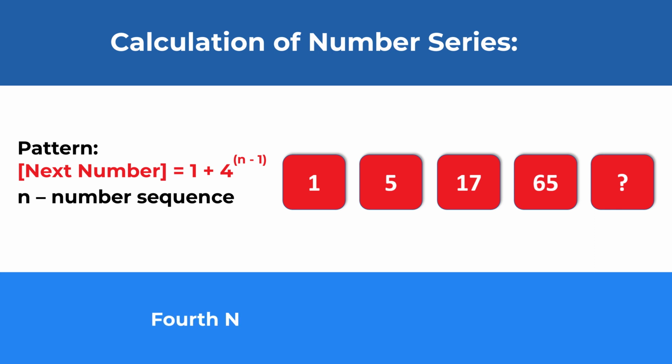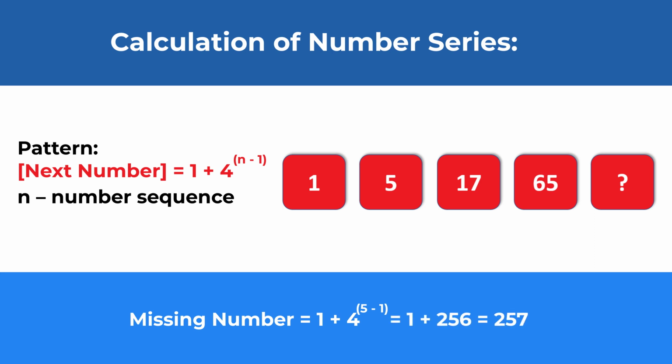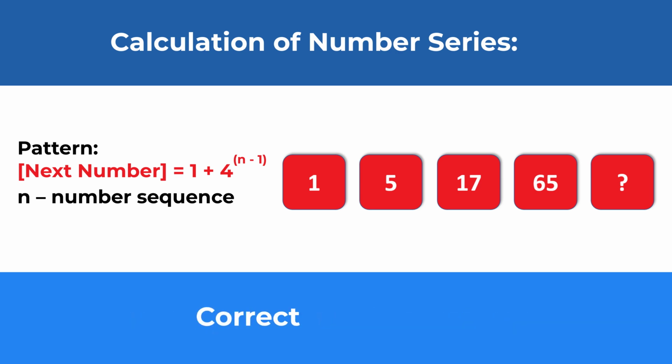The fourth number is calculated as 1 plus 4 to the power of 4 minus 1, which equals 1 plus 64 and equals 65. And the missing number is calculated as 1 plus 4 to the power of 5 minus 1, which equals 1 plus 256, which equals 257. So the correct choice here is choice B, 257.